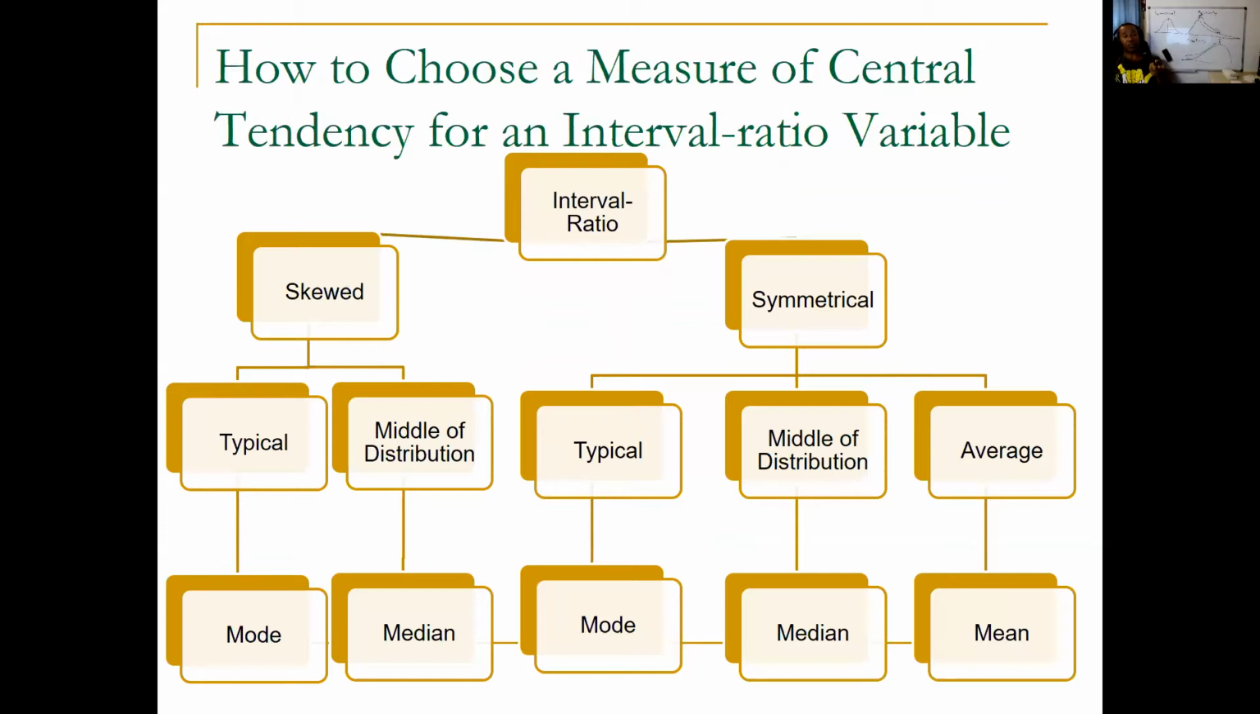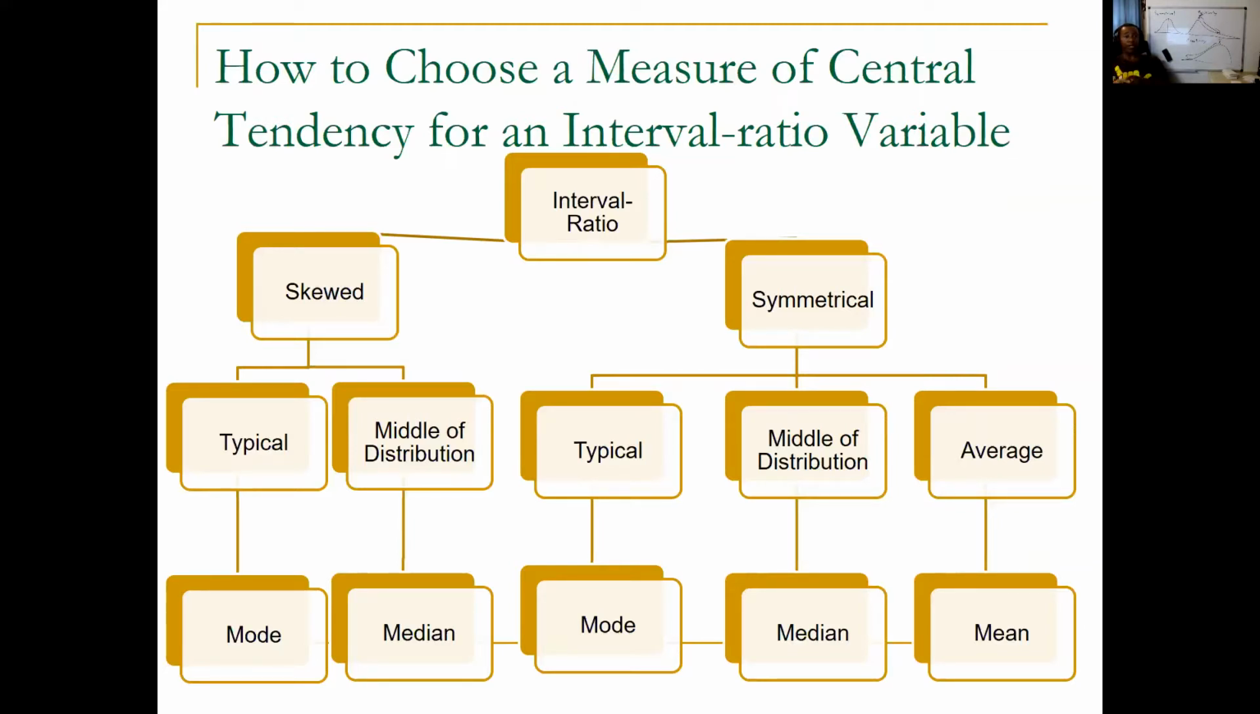And then if you have interval ratio level data, you can technically calculate all three. So if you have symmetrical data, you can calculate the mode if you want to know what's typical, what's the most common. Calculate the median if you want to know the exact middle of the distribution. And you're going to calculate the mean if you want to know the mathematical average.